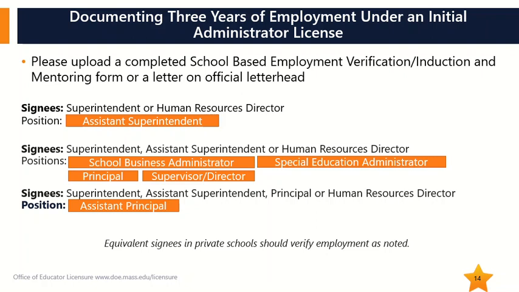The superintendent or the human resources director should verify employment as an assistant superintendent. The superintendent, assistant superintendent, or the human resources director should verify employment as a school business administrator, special education administrator, principal, or supervisor director. In addition, a principal, superintendent, assistant superintendent, or the human resources director should verify employment as an assistant principal. Equivalent signees and private schools should verify employment accordingly. Employment under an initial administrator license means employment under the license from the date of issuance.